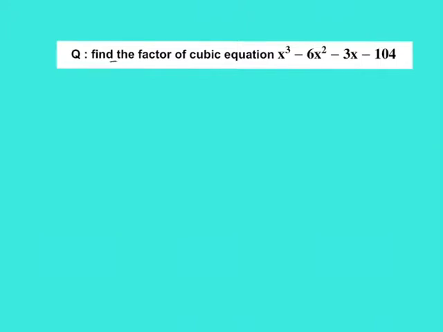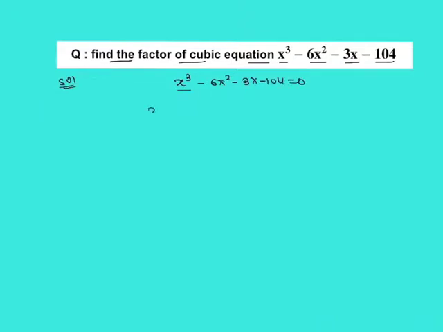Next problem is find the factor of cubic equation x cube minus 6x square minus 3x minus 104. Now solution. So given equation is x cube minus 6x square minus 3x minus 104 equal to 0.